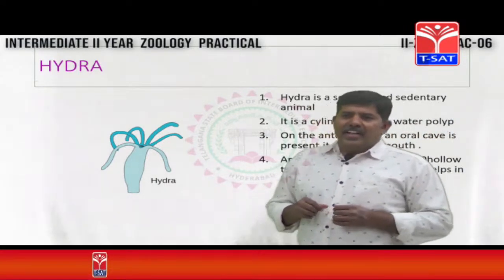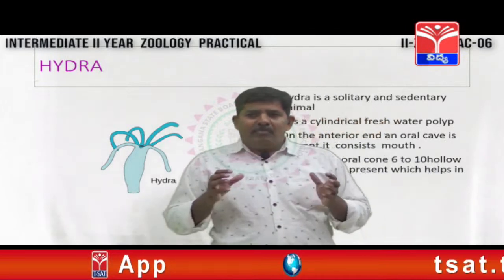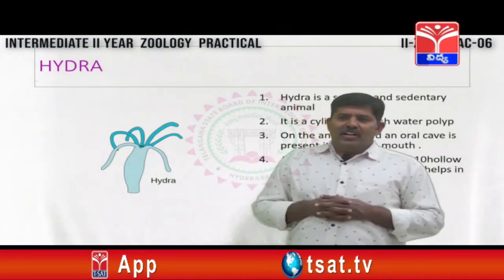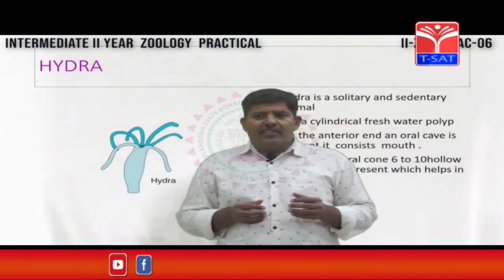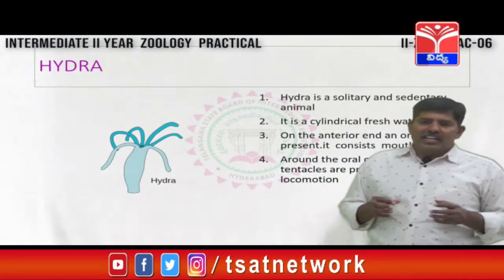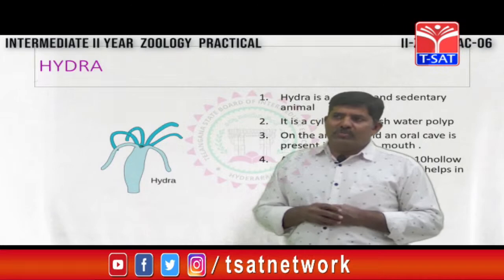On the anterior end, there is a mouth. Around the mouth, there are 6 to 10 tentacles located in the mouth region. These tentacles are useful for the locomotion of the hydra.